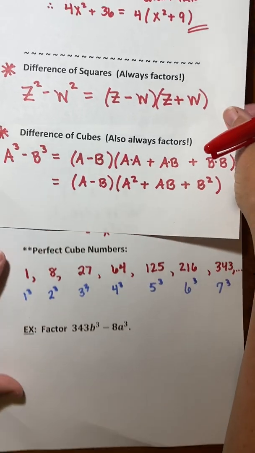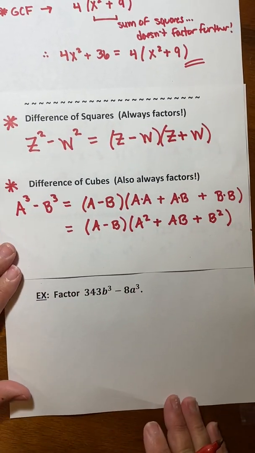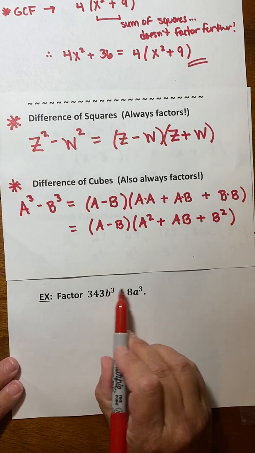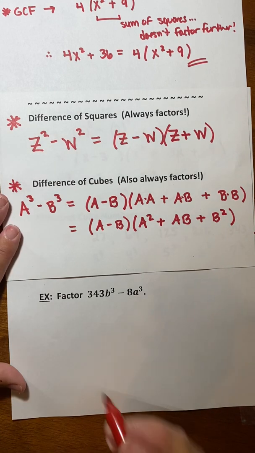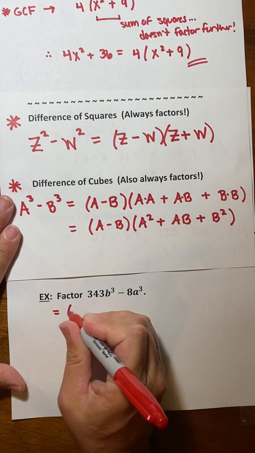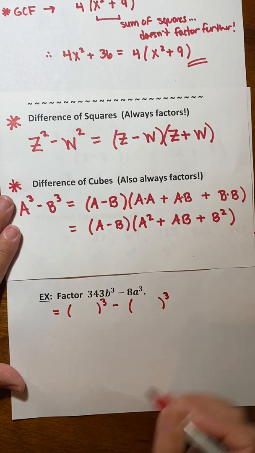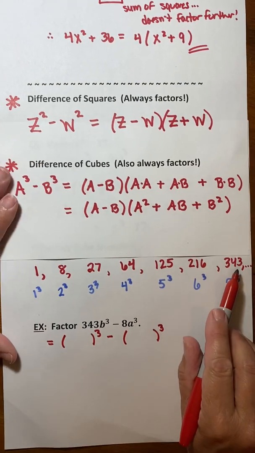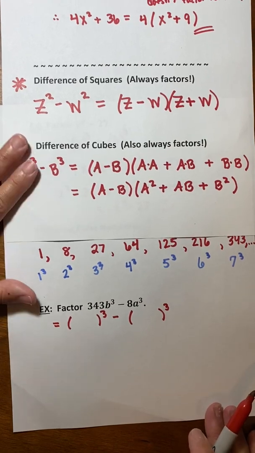I'm going to do this. Factor 343b cubed minus 8a cubed. It's a difference. I see powers of 3. So maybe this is the difference of cubes. Can I write this as something cubed minus something cubed? Well, 343, I just pointed out that that happens to be 7 cubed, and you just want to get good at these. You just want to start recognizing them.